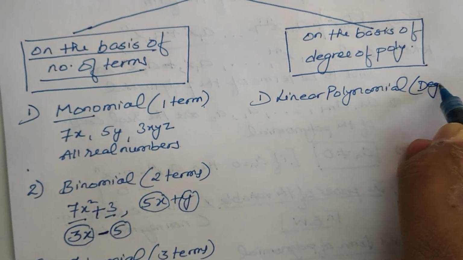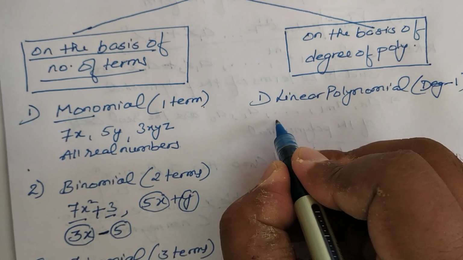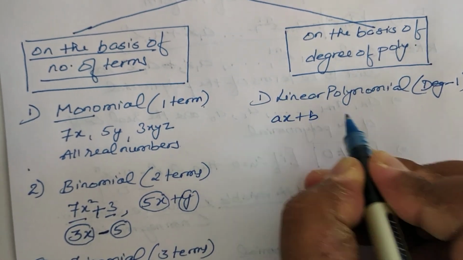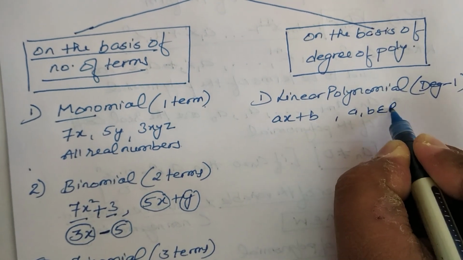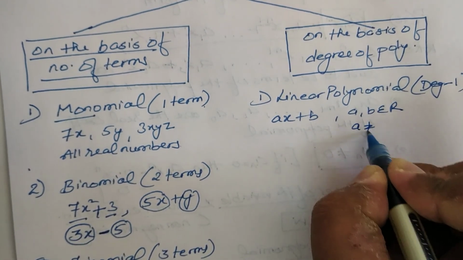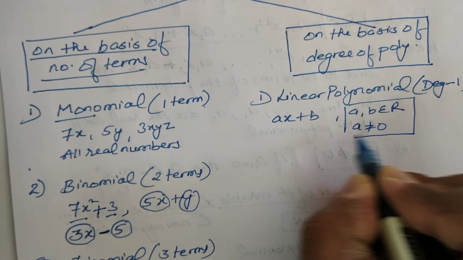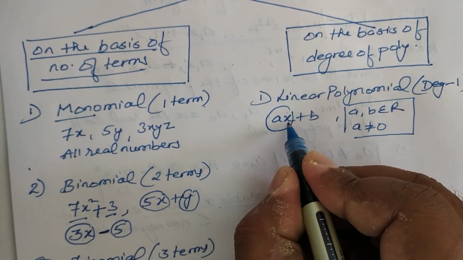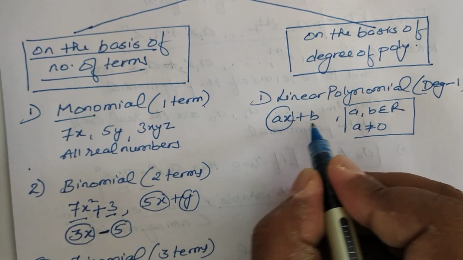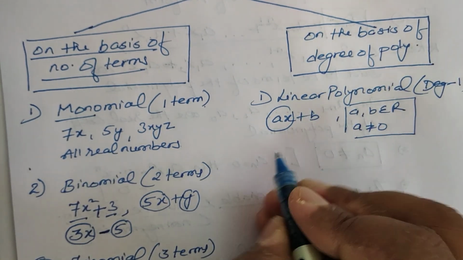Its general form is ax plus b, where a, b belong to real numbers and a should not be equal to 0. Because if a equals 0, then this term will vanish. 0 multiplied by x is 0, and the result will be only a constant.